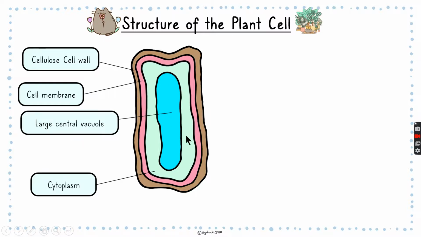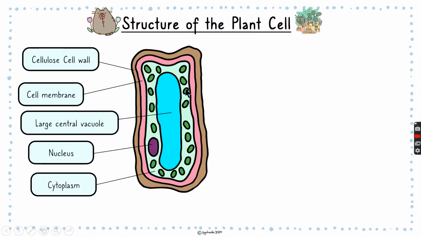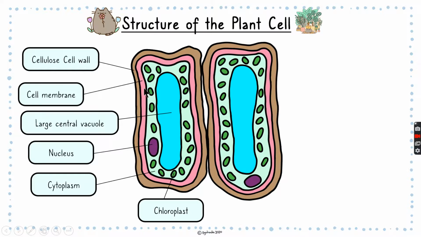For example, a large central vacuole is really characteristic of a plant cell. Because the vacuole is large and central, the nucleus is pushed to the side. And you have loads of these green rice-shaped structures called chloroplasts. These are organelles and they carry out photosynthesis.